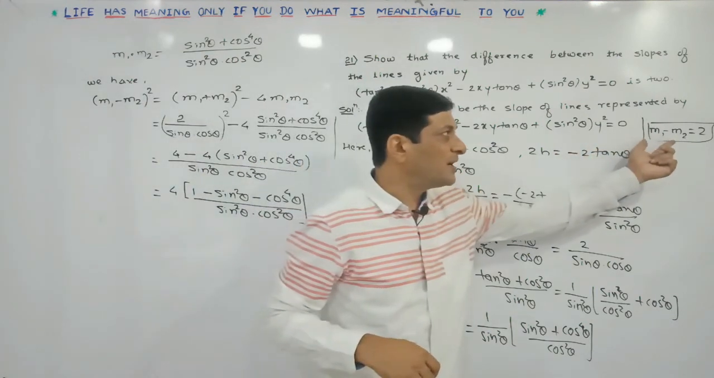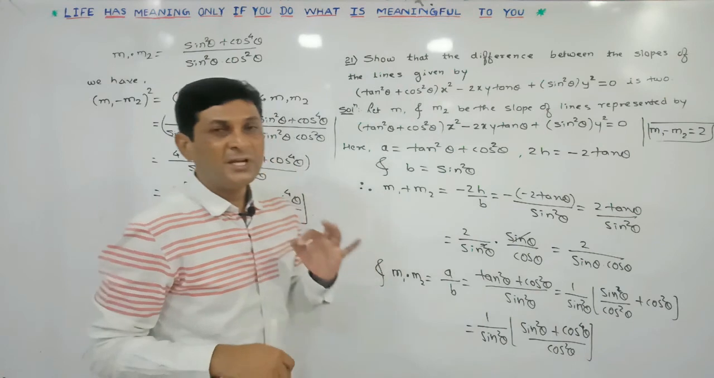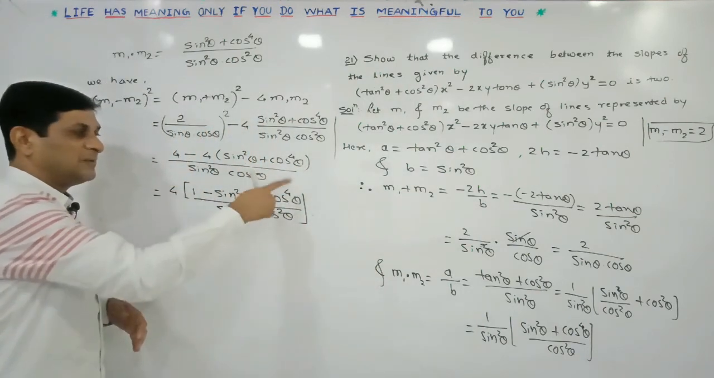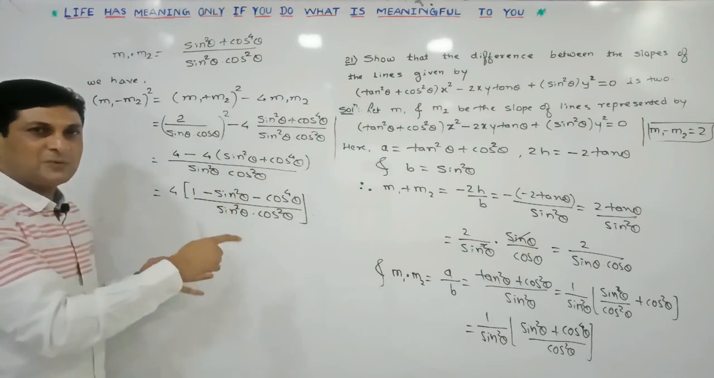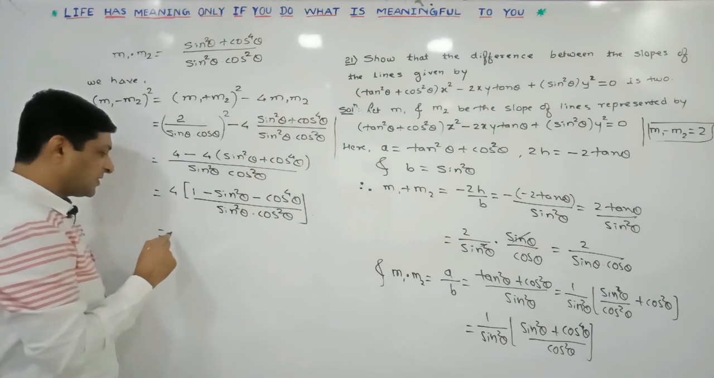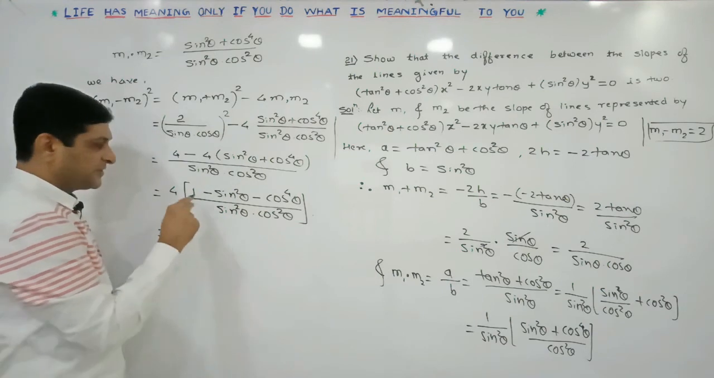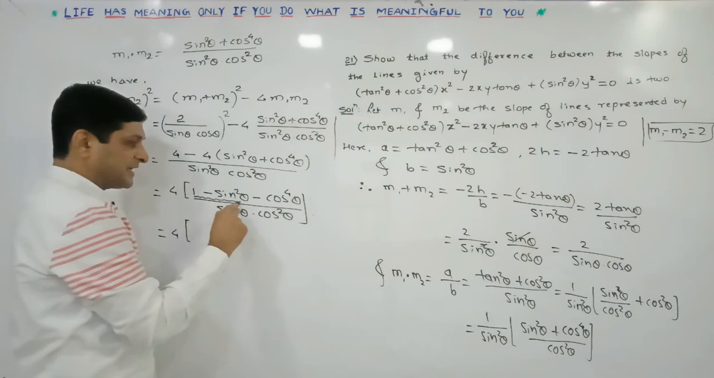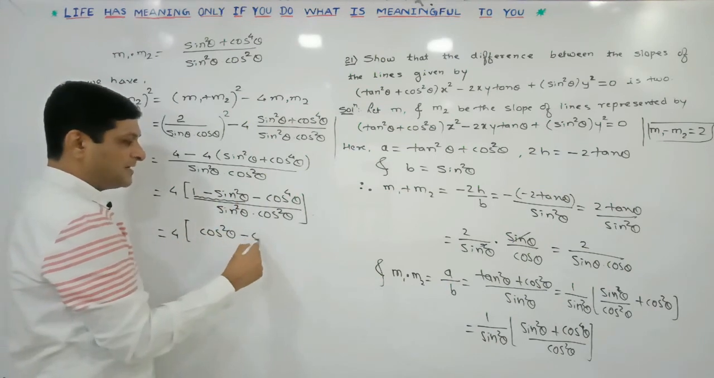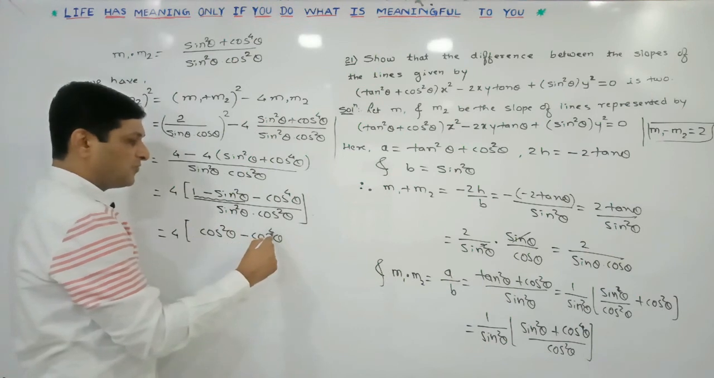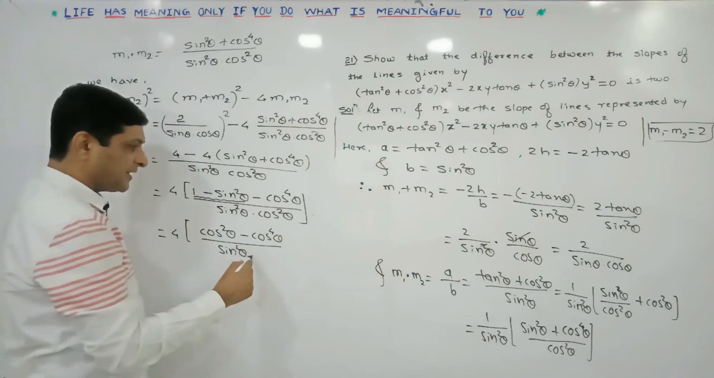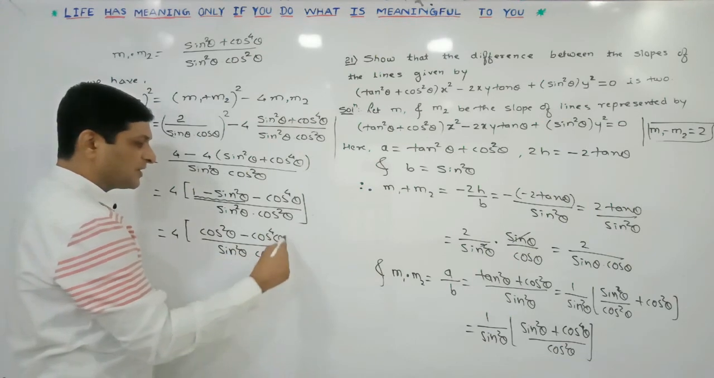What do we have to prove here? m1 minus m2 is equal to 2. To prove our required result, we have to eliminate this term, which means we have to simplify it in such a way that this term gets cancelled. So let us simplify it. Keep this 4 as it is. If you observe here, the value of 1 minus sine square theta according to the identity will be equal to cos square theta, minus cos theta raised to power 4, keep it as it is, and in the denominator sine square theta into cos square theta also keep it as it is.